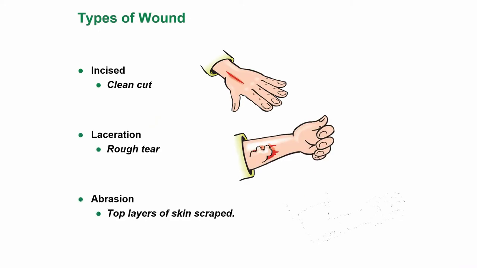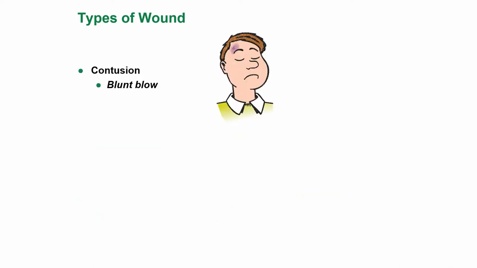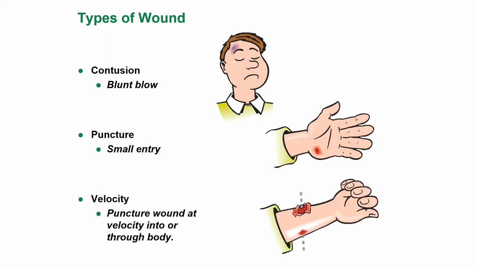Next unit we're covering is Unit 12, Wounds and Bleeding. So, different types of wounds, you've got an incised or clean cut, a laceration or a rough tear, an abrasion where the top layers of skin have been scraped. You've got a contusion or a blunt blow, a puncture, which is a small entry, or a velocity, which is a puncture wound at velocity into or through the body.